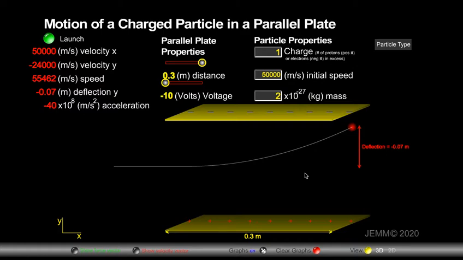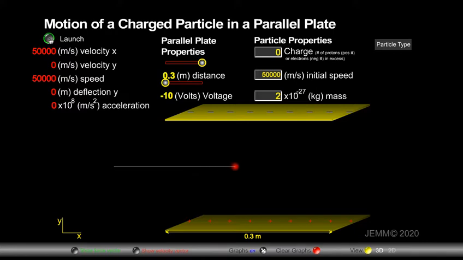Some of the factors we'll be investigating are the charge of the particle, the initial speed of the particle, the mass of the particle. In addition, we'll be investigating how the voltage of the plates influences the deflection. So these are the factors we're looking at. So let's clear a graph here. Let's give it a charge of 0 and see what happens.